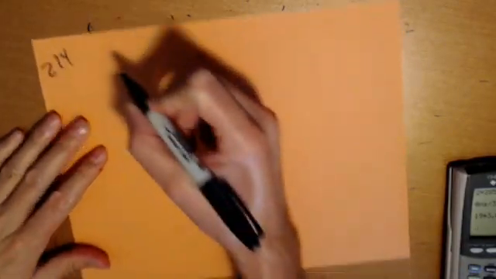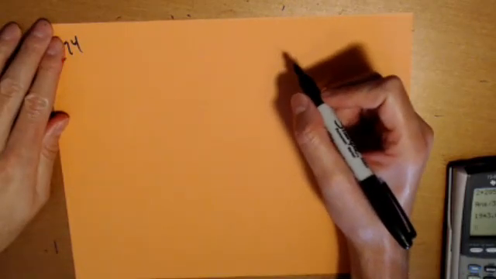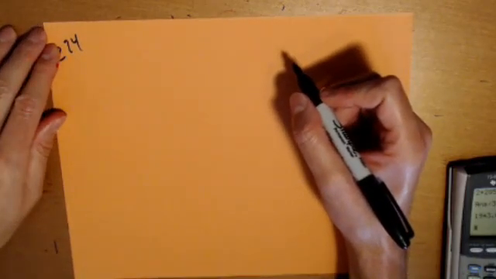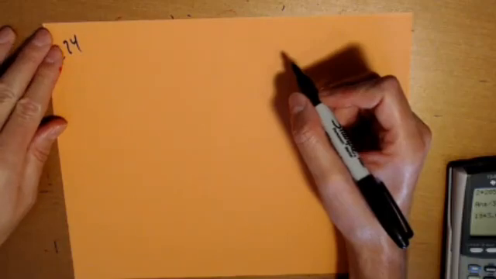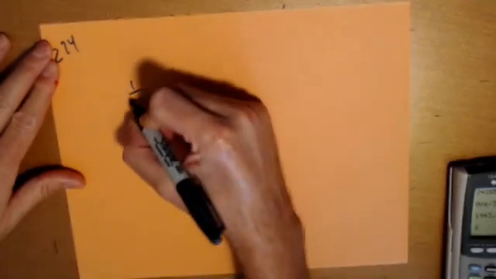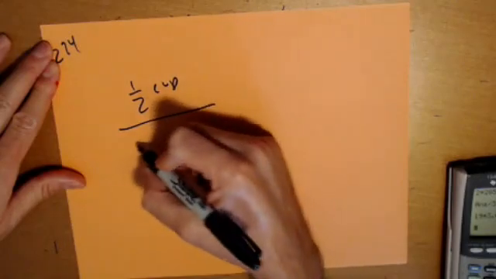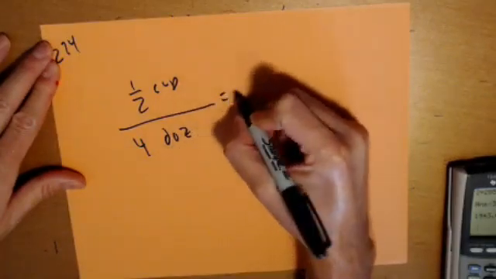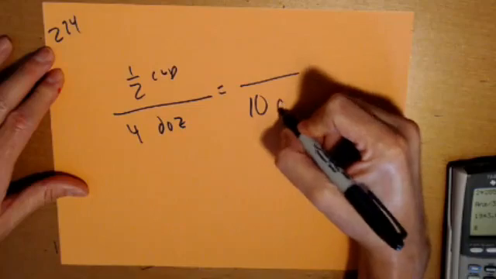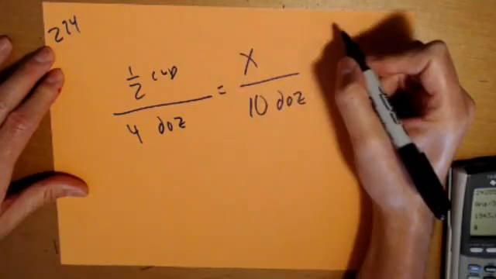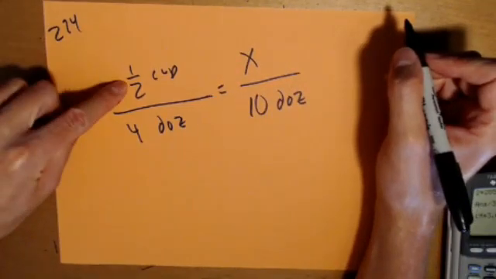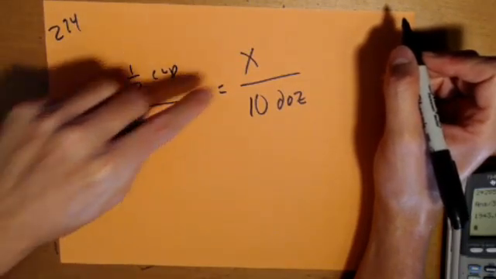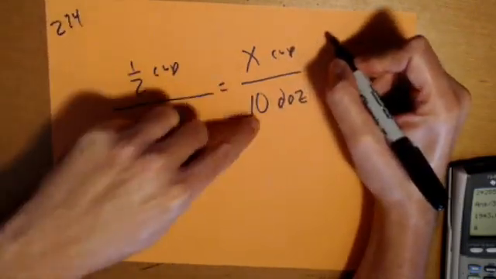Let's do 274 for fun. It said cookies. Cookies sound like fun. 274. Okay, an oatmeal cookie recipe calls for half a cup of butter to make 4 dozen cookies. Hilda needs to make 10 dozen cookies. How many cups of butter does she need? So half a cup of butter to make 4 dozen cookies, and we're interested in her making 10 dozen cookies. So we're interested in how many cups of butter. Half a cup of butter for 4 dozen cookies. How many cups for 10 dozen?